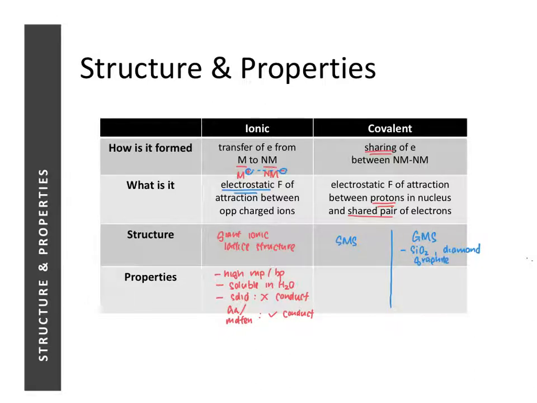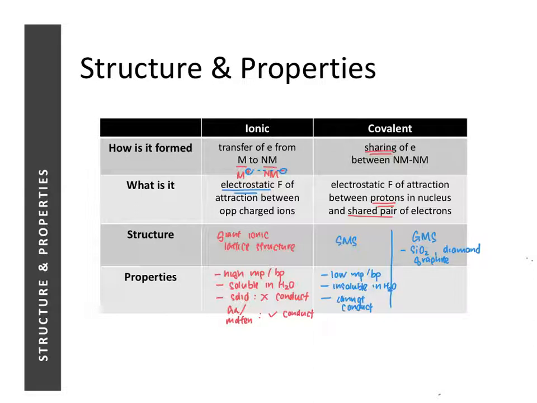Okay, because of the way the atoms are arranged in your simple molecular structures and your giant molecular structures, they have different properties. If you can recall, for simple molecular structures, the molecules attract one another weakly with weak intermolecular forces of attraction. So as a result, it has low melting point and boiling point. Okay, it is insoluble in water but soluble in organic solvents. And since there are no free mobile ions or electrons, it cannot conduct electricity in any state. But we need to take note of certain substances that can react with water to form ions in solution.